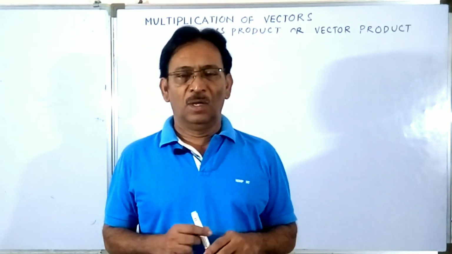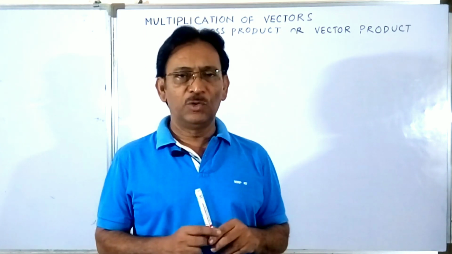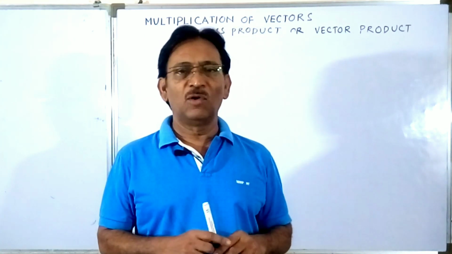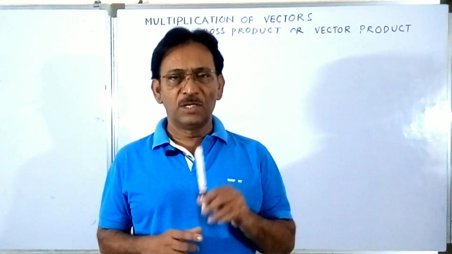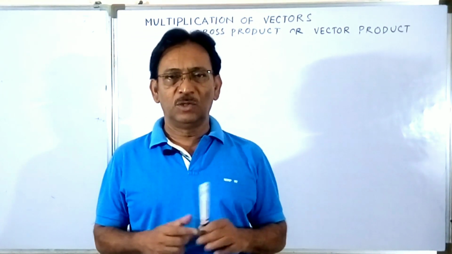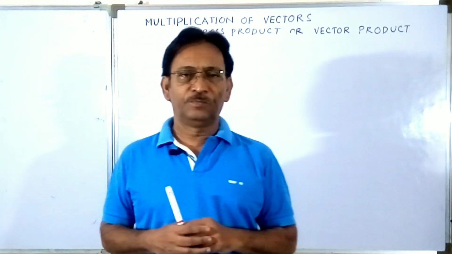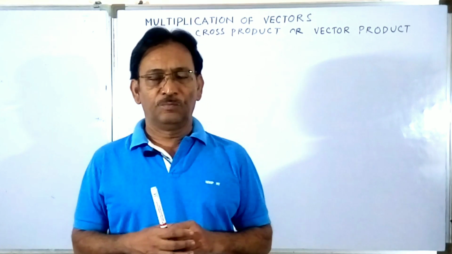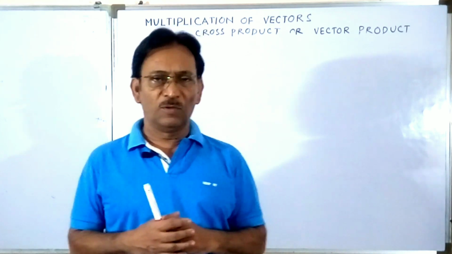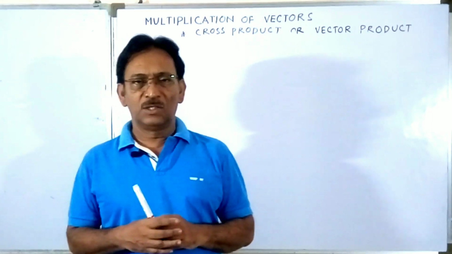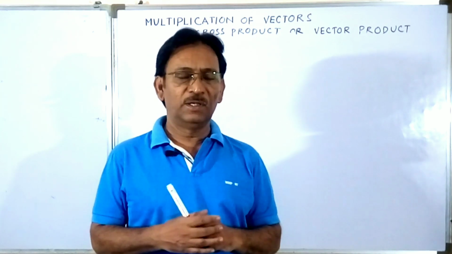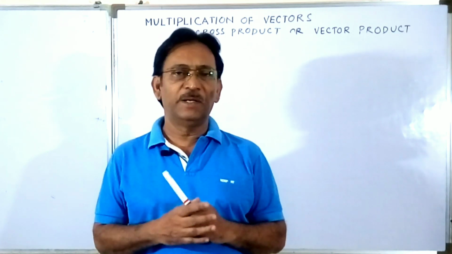the vector which is equal to the product of the magnitudes of the two vectors with the sine of the angle between them, and its direction is perpendicular to the plane in which the two vectors are lying. I repeat it. The cross product can be stated as the vector whose magnitude is equal to the product of the magnitudes of the two vectors and the sine of the angle between them, and its direction is perpendicular to the plane of the vectors.